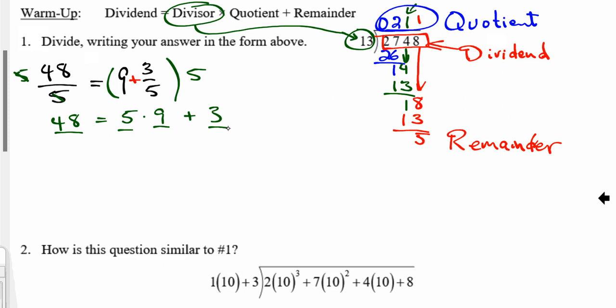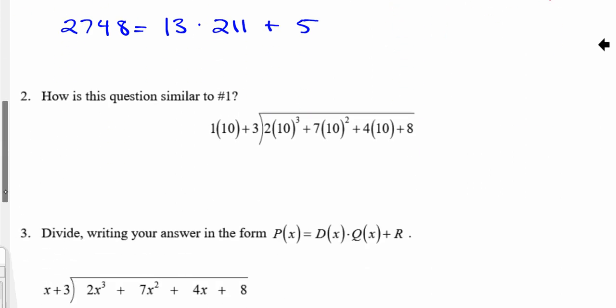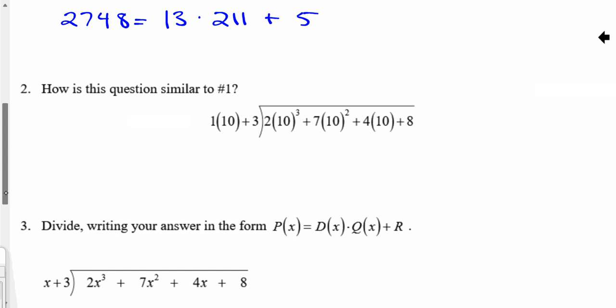In this case, we're asked to write it in this form. So I'm going to say my dividend from the original question, 2,748, equals my divisor, which is 13, times my quotient, 211, plus the remainder of 5. If we expanded the right-hand side, like did the multiplying and adding, we would get 2,748. Good?